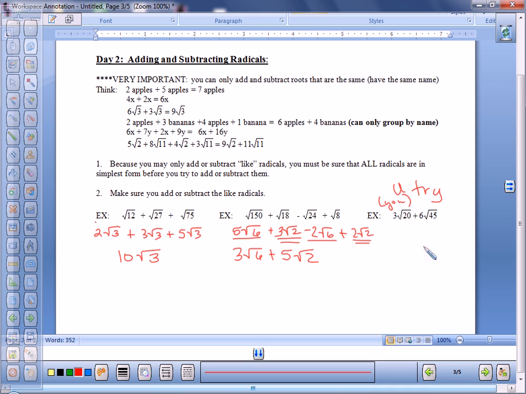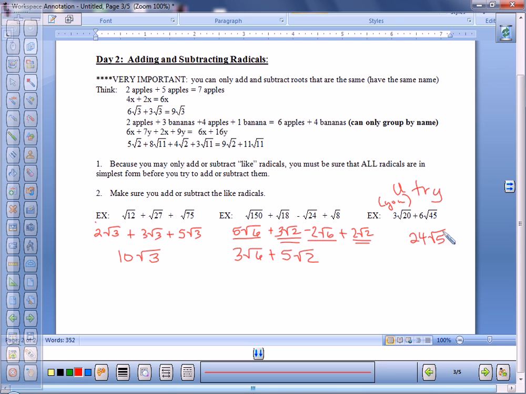So, did we get 24 root 5? Yes. Okay, 24 root 5. So the first one was 6 roots of 5, and the second one simplified to 18 roots of 5. So 6 roots of 5 plus 18 roots of 5 is 24 roots of 5.